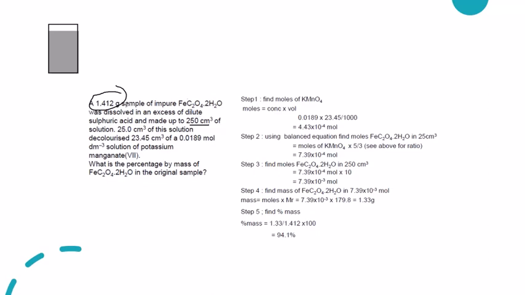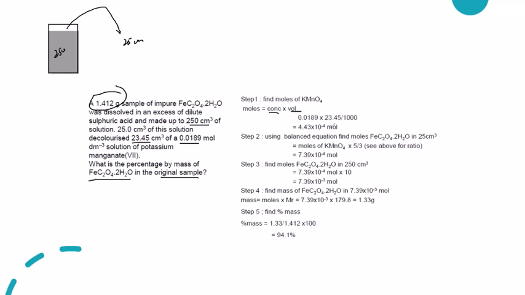So it was made up to 250 cm³, but we only took out 25 cm³. And that 25 cm³ is titrated with the solution of potassium manganate, 23.45 cm³ and concentration 0.0189. What is the percentage by mass of FeC2O4.2H2O in the original sample? Because it is impure, we need how much is exactly there.